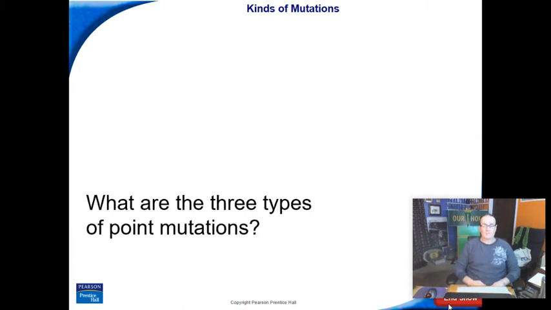All right, what are the 3 types of point mutations? By the way, I didn't mention this, but a point mutation literally is that. You can point and go, oh, it's right there. That A changed to a G. It's right there. Specific locations. 3 types of point mutations. Take a look at number 29.